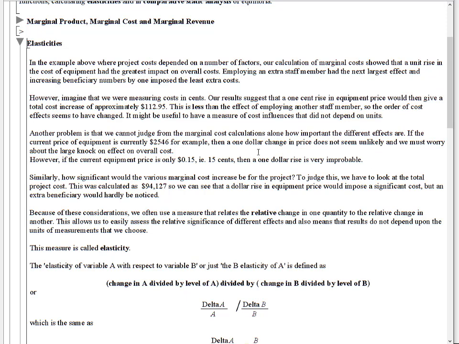Perhaps a more important problem is that from the marginal cost calculations, you can't decide how important the effects are. For example, if currently the unit price of equipment is 2,546, then it doesn't seem unlikely that it could go up or down by $1 or more. It seems quite likely. So you have to worry that a $1 change might have this huge effect on overall cost that we just calculated. However, if the current equipment price was 15 cents, then a $1 rise would be very unlikely. It's very unlikely to go from 15 cents to $1.